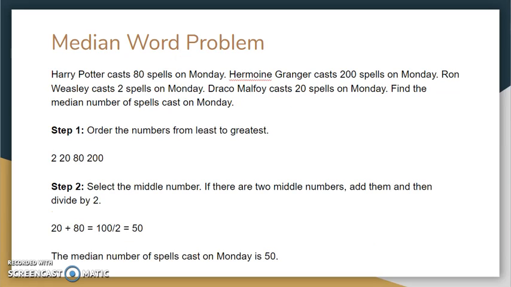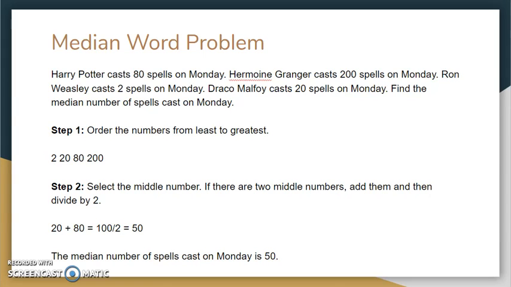Easy, right? Now let's try a word problem where we have to find the median. Harry Potter cast 80 spells on Monday. Hermione Granger cast 200 spells on Monday. Ron Weasley cast 2 spells on Monday. Draco Malfoy cast 20 spells on Monday. Find the median number of spells cast on Monday.